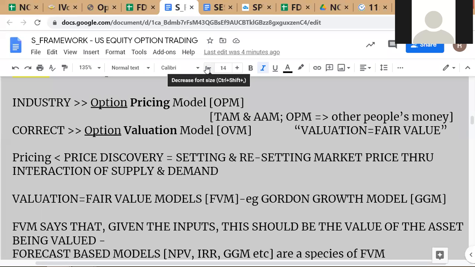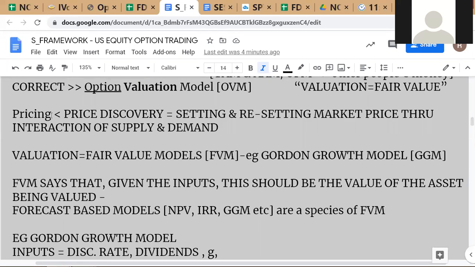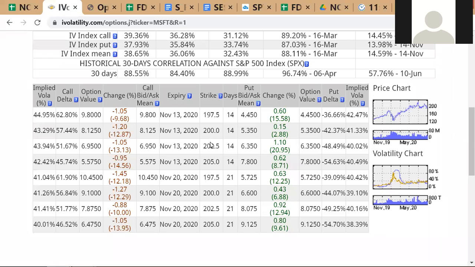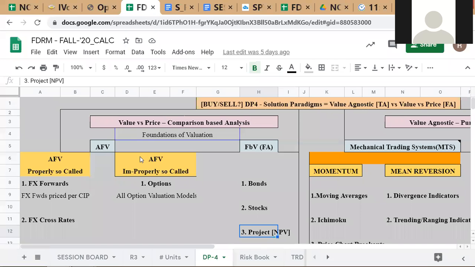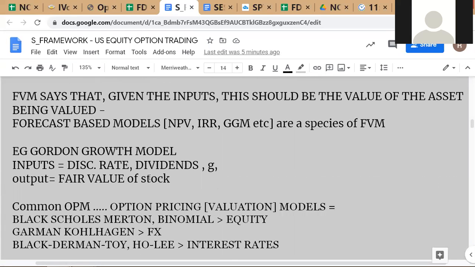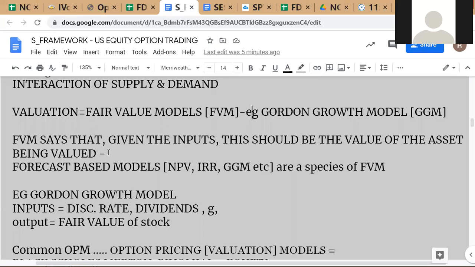Just to remind you about what fair value is. So these are actually OVM. Now, I've already talked to you about this. We have written it out here in the notes. Price discovery: pricing, you don't need a model to price the option because pricing has been done by the option market. As you can see here, Microsoft option prices are available. This is coming from the interaction of buyers and sellers. You don't need a model to get this done. So these are fair value models. I've given you other fair value models, and we discussed them several times, the Gordon growth model, etc. Should be the value of the asset.